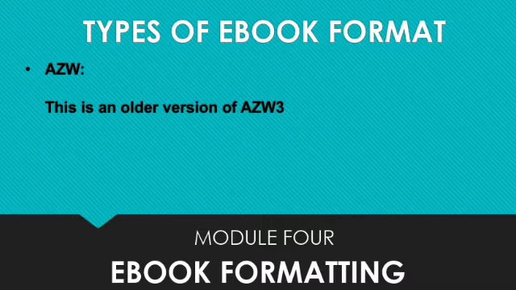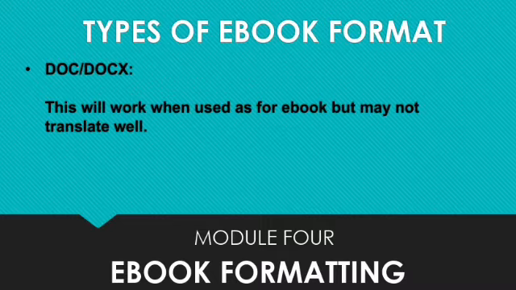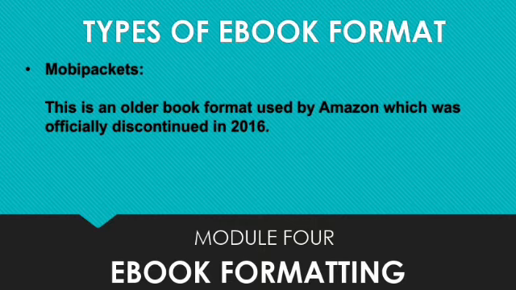Then we have the AZW, which is the older version of AZW3. Then we have the DOC and the DOCX. The DOC is the one used with a laptop or PC, and the DOCX is the one available on smartphone. This one too can do the work for ebook, only that it has a problem of translation. You begin to find that your work gets scattered when it is translated into the ebook format. So that's why it is not really recommended for ebook. Then we have the Mobi Pocket. This is an older book format used by Amazon, which was officially discontinued in 2016. So it's no longer in use.